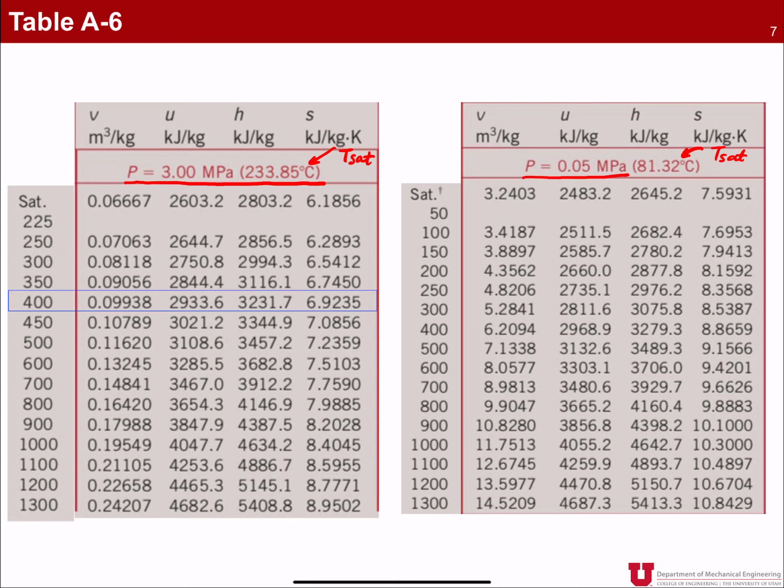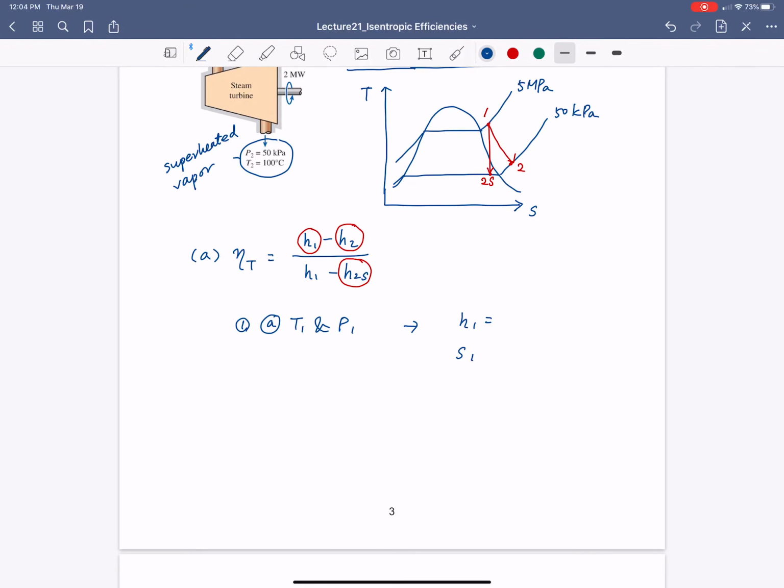At 400 degrees Celsius and 3 megapascal, what you see is the enthalpy value here and the entropy value here. So H1 is 3231.7 kilojoule per kilogram. Please don't forget to write your unit every single time. And the specific entropy is 6.9235 kilojoule per kilogram Kelvin.